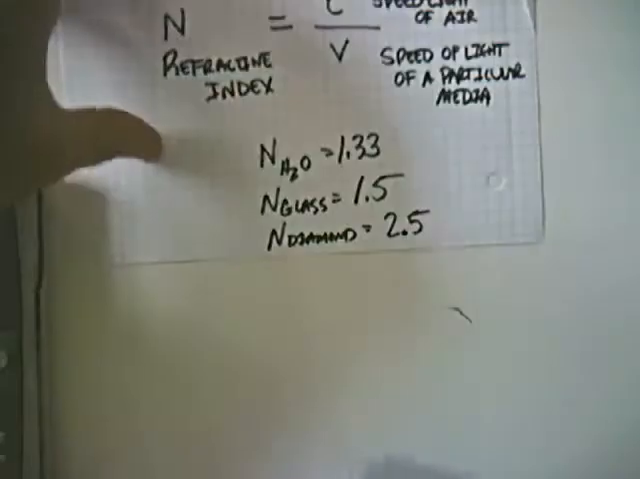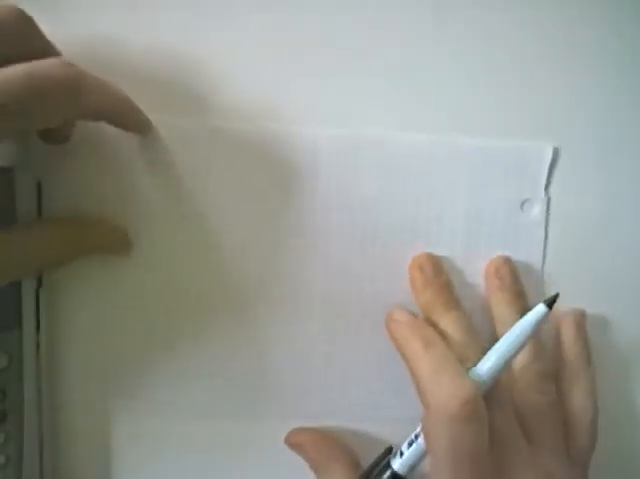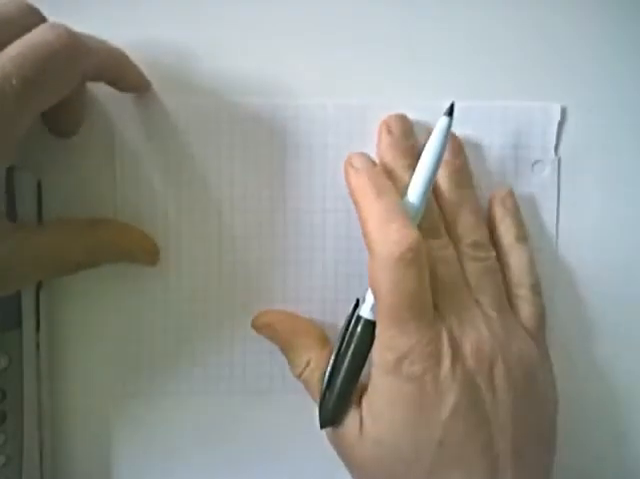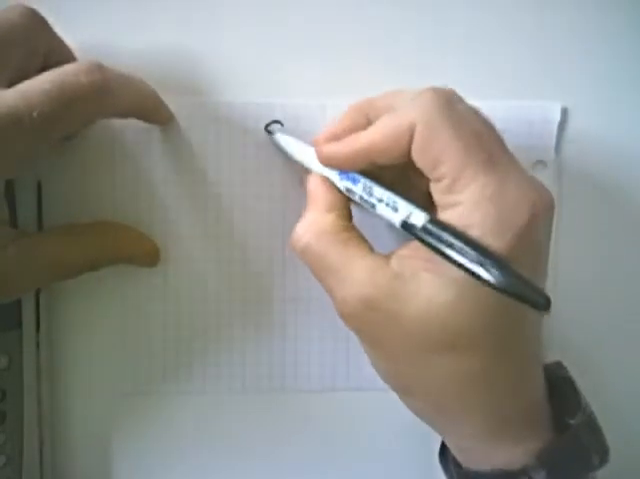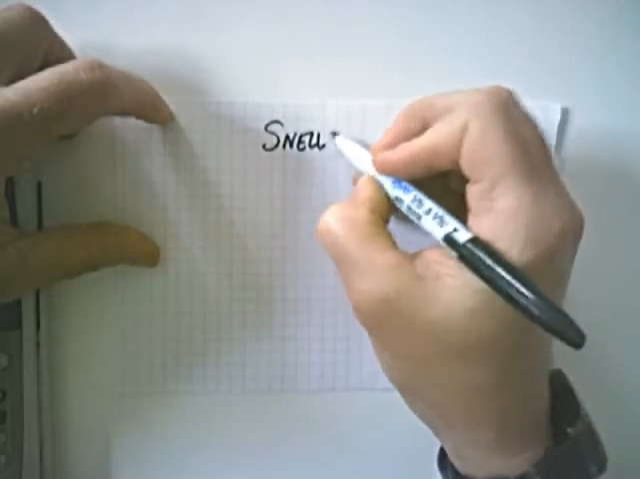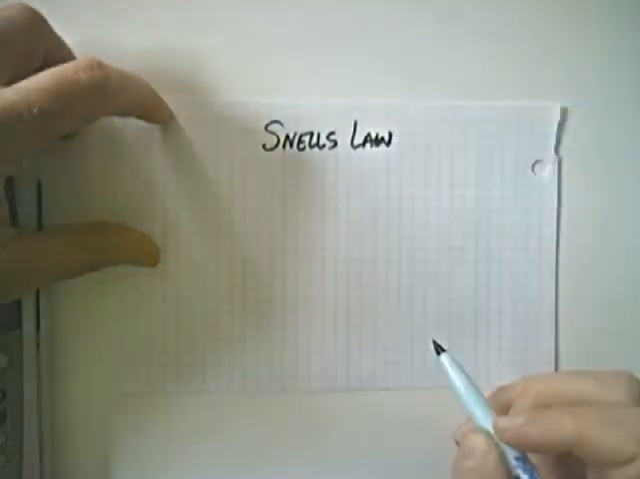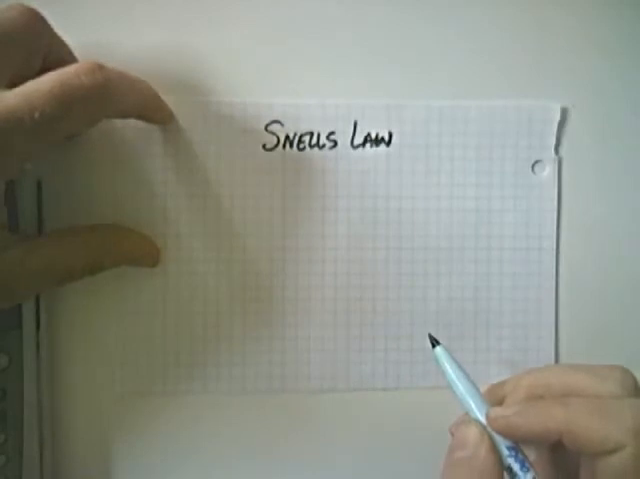Now, we can use that information and see how a beam of light would interact with these boundary changes. So for example here, we can apply something called Snell's law. Snell's law allows us to make predictions of how much it's going to bend when it approaches a boundary.